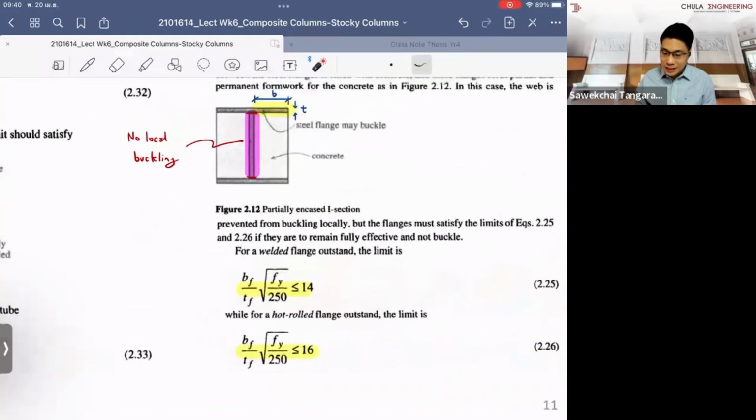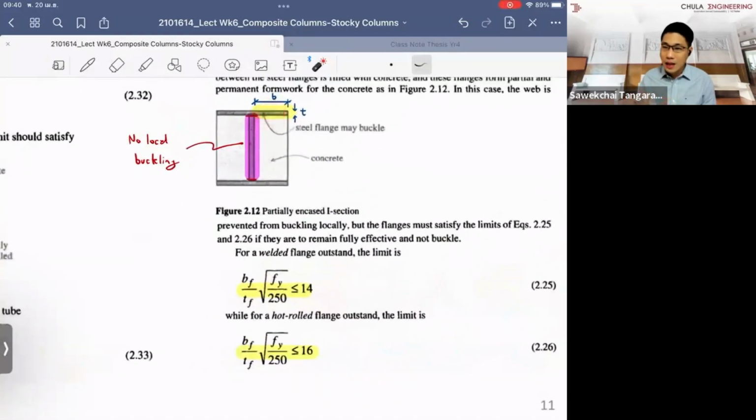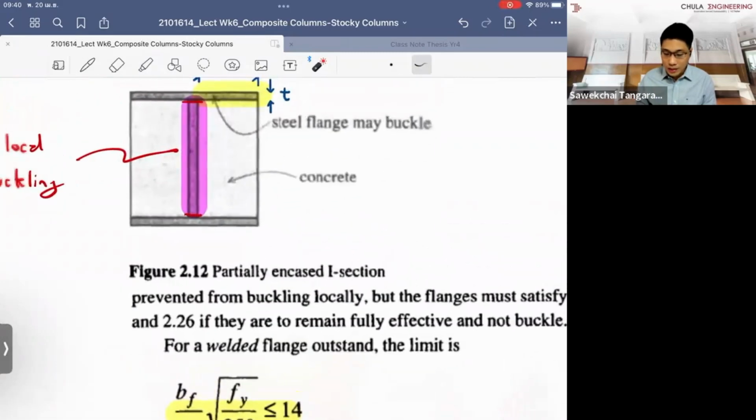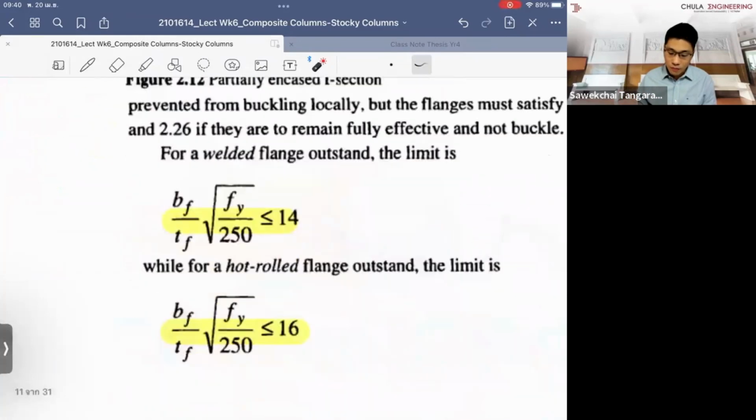For the top flange, the code doesn't allow some benefit from partial confinement at the bottom, or at the top if we consider the bottom flange. They just treat it as bare steel, so it doesn't have the concrete involved. So when you check for local buckling, you use the standard calculations as we use for steel designs.